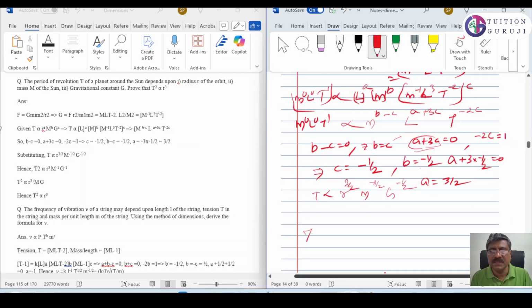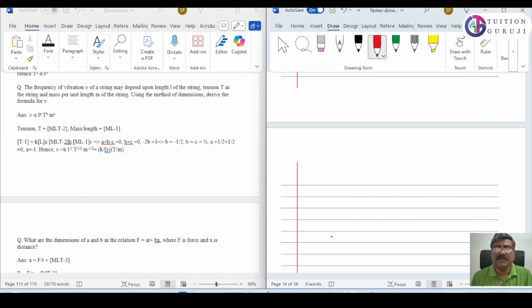Therefore, T square is proportional to R cube, M raised to minus 1, G raised to minus 1. Therefore, T square is proportional to R cube. That's the result. We are supposed to prove that T square is proportional to R cube, so we have proved it here.